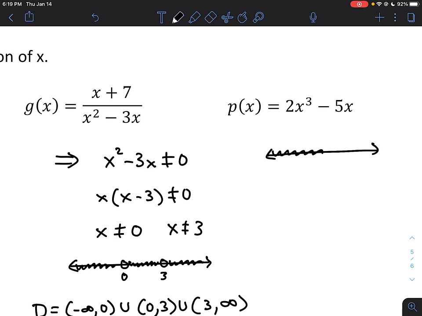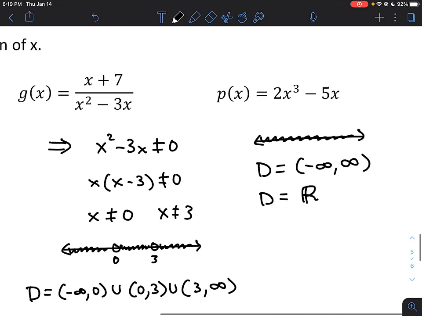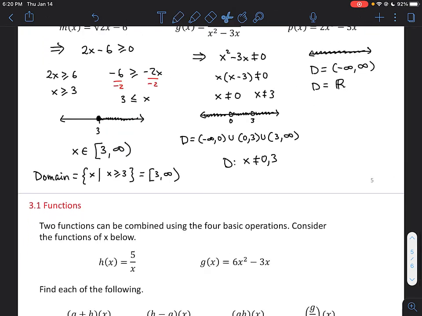So you would shade the entire number line. Or you can say that the domain is from negative infinity to infinity. Or another way to say this is that the domain is any real number. And so if you put the bold capital R, that stands for the real numbers. There are no restrictions. Our domain is all real numbers.